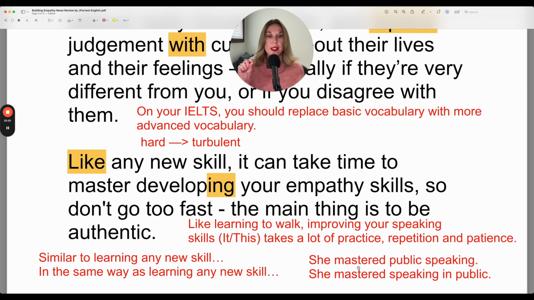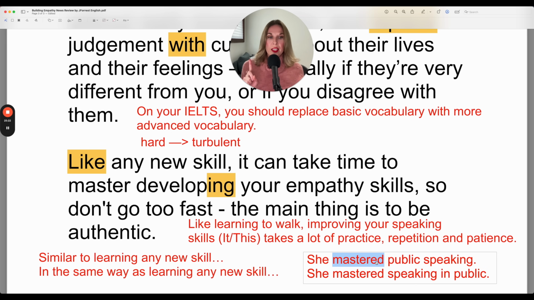Let's look at these two examples. She mastered. This is in the ED because your verb is to master. So in the past simple, mastered. She mastered something.